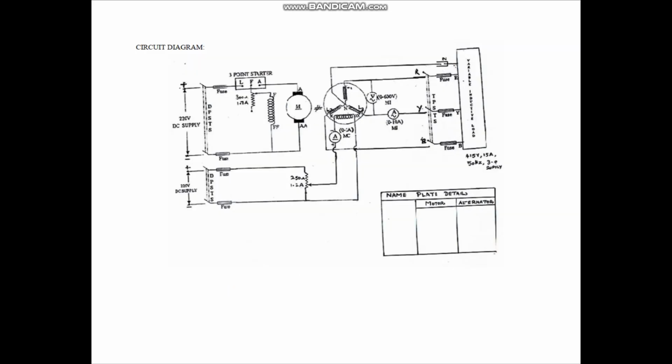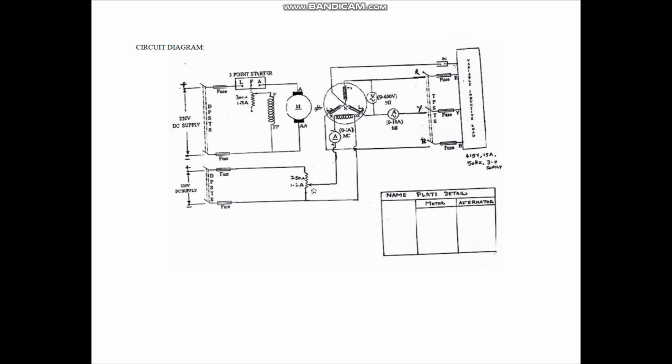So for conducting the open circuit test, first we have to keep the rheostat in the minimum position. So this is the rheostat we have to keep in the minimum position. Then the motor is started, using the help of the 3-point starter. Then the rheostat is adjusted to the rated speed of the motor, and then the 220 volt DC supply is switched on. The field winding of the alternator is closed by using this DPST switch.